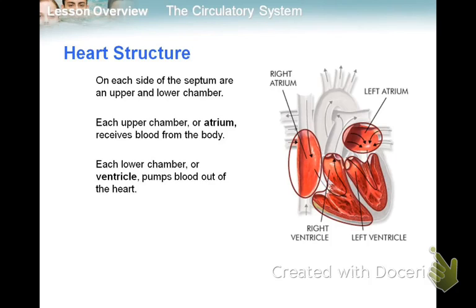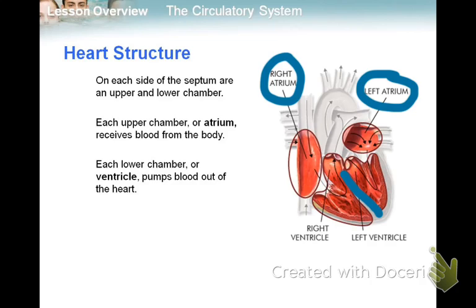Here's the septum in the middle, right here. There's the upper chambers, which are the atria, right here, the top chambers. They receive blood. Just like architecturally, an atrium is an entryway. This is the entryway for the blood into the heart. These lower chambers are the ventricles. And if you look at them, this is how I remember it, they're kind of V-shaped. The lower chambers pump blood out of the heart, either to the lungs or to the rest of the body.